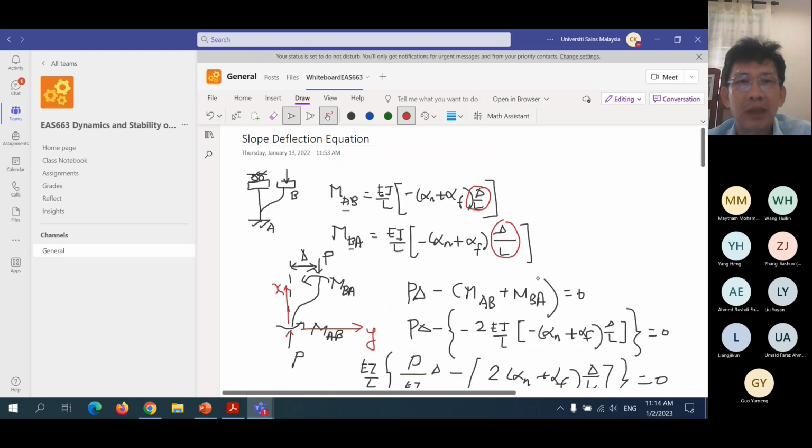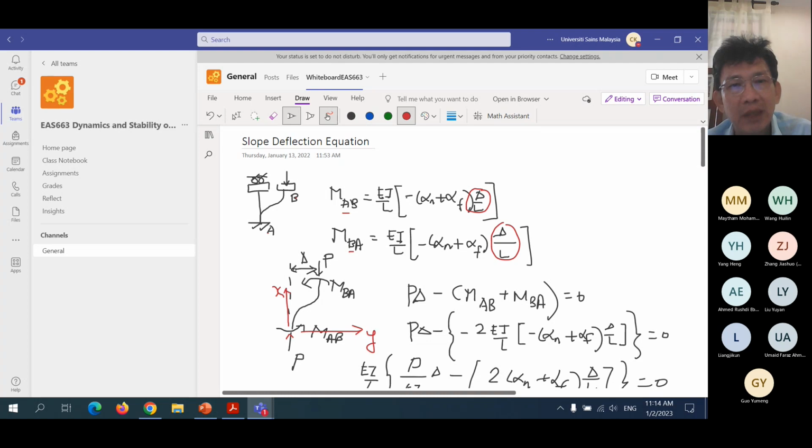Now, for the case where you have relative end translations, we need to write down the equilibrium equations considering the whole column, the whole member here, where there is a relative end translation delta, and there is an axial force P acting here, of course.